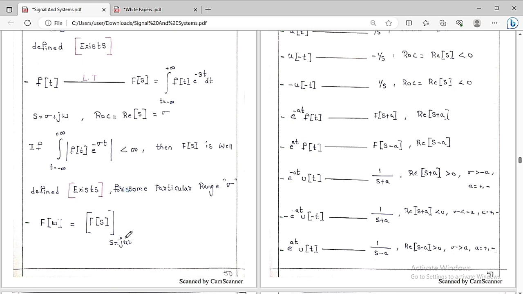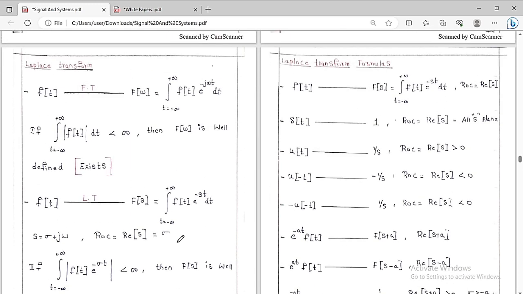So when s is equal to j omega, meaning sigma is equal to 0, meaning on the imaginary axis, then we get the Fourier transform. In the Laplace transform, if you substitute s equal to j omega, we get the Fourier transform. Therefore, the Fourier transform is the special case of the Laplace transform. These points you always have to keep in your mind.